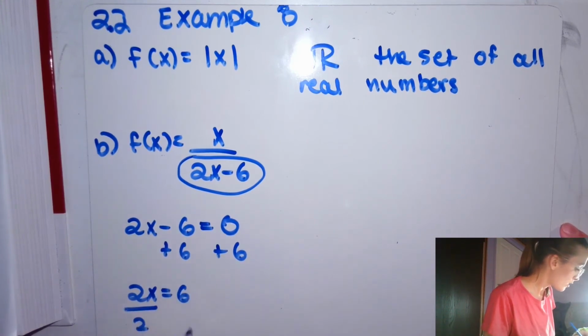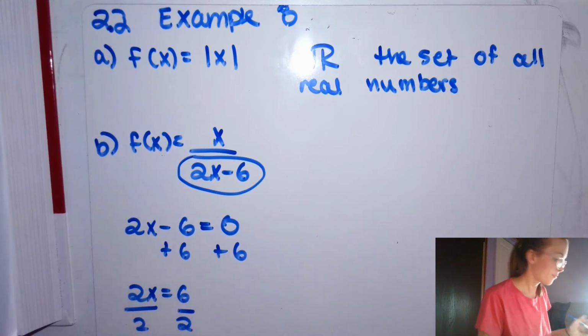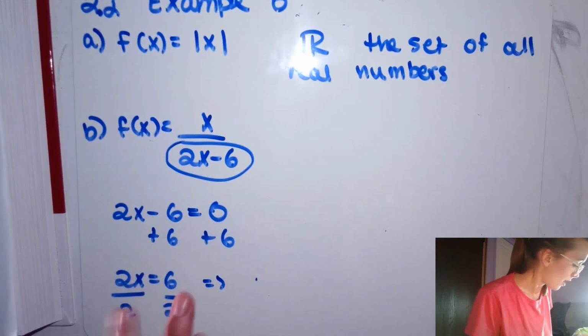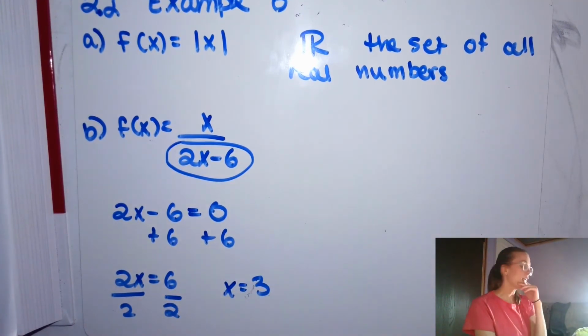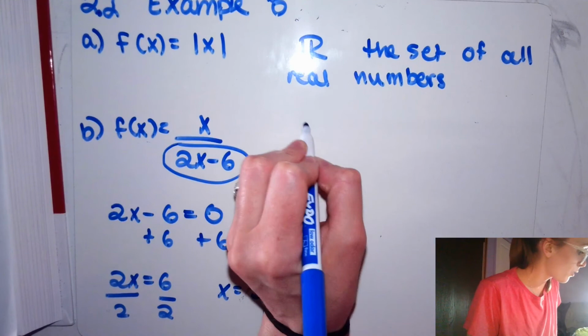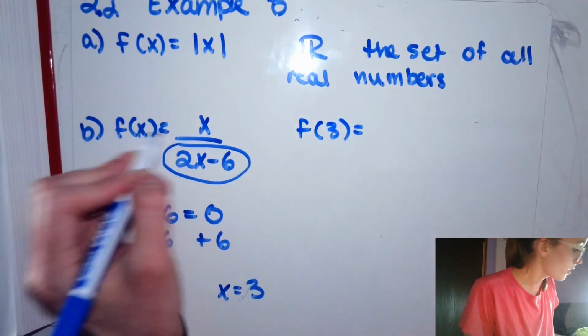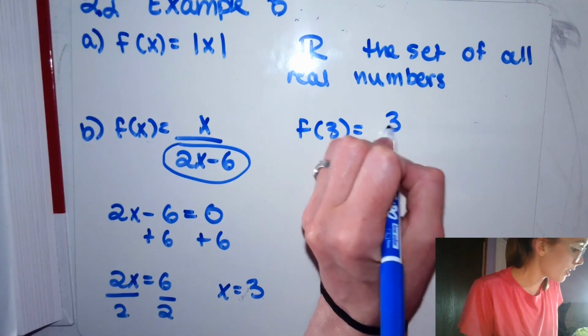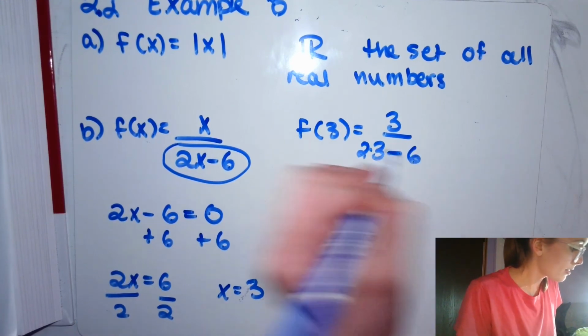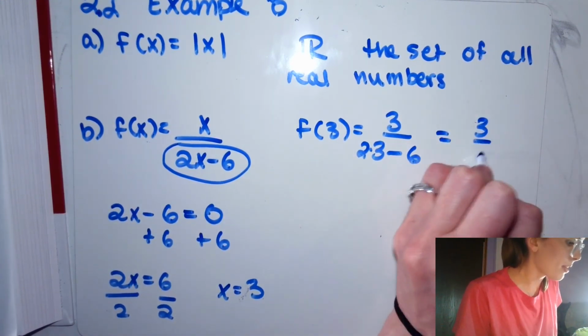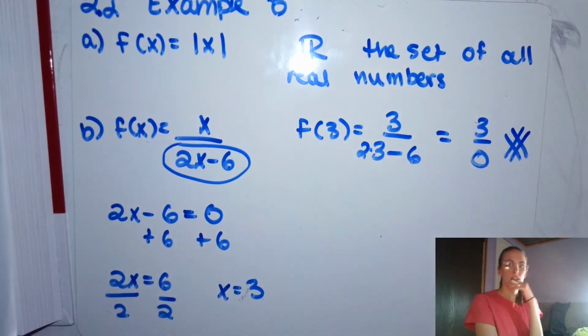Then divide both sides by 2, and you'll have x equals 3, right? So when x equals 3, the output won't be valid. So when the input is 3, I'll real quick show you. f of 3 equals, you'll plug in 3 for x, right? So you'll get 3 divided by 2 times 3 minus 6. So you'll get 3 divided by 0, which is not valid.